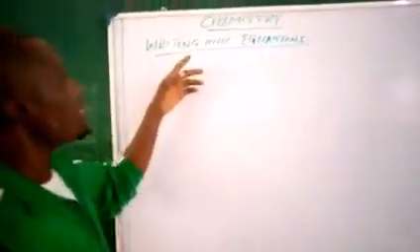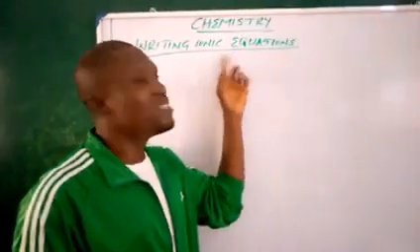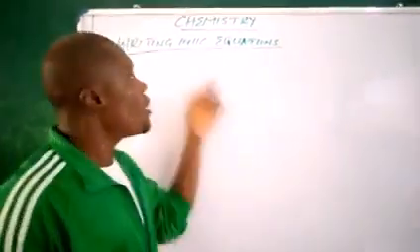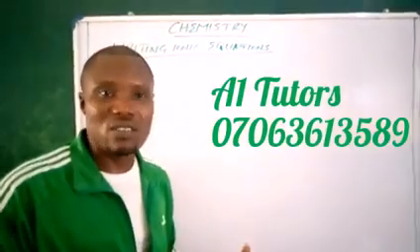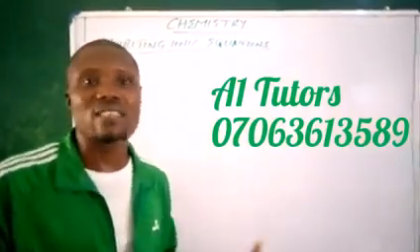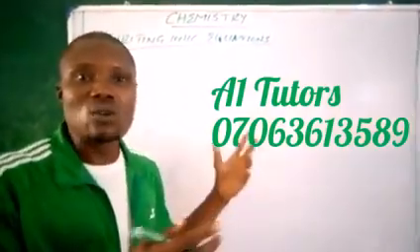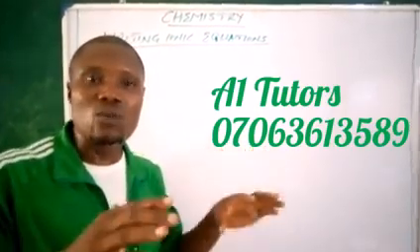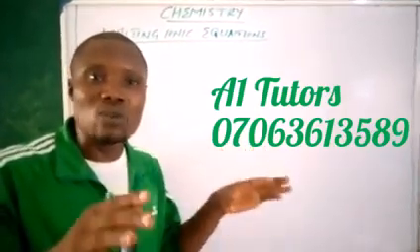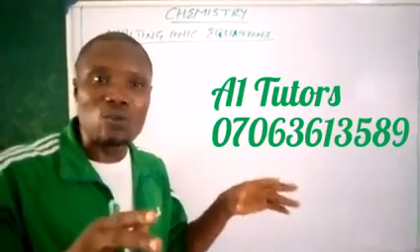Today we'll be looking at writing ionic equations. Now, when we have to write ionic equations, first and foremost, we know what ions are. Ions are charged atoms of elements. Now we're going to look at the types of ions, and after that we're going to take a typical example on how to write the ionic form of an equation.